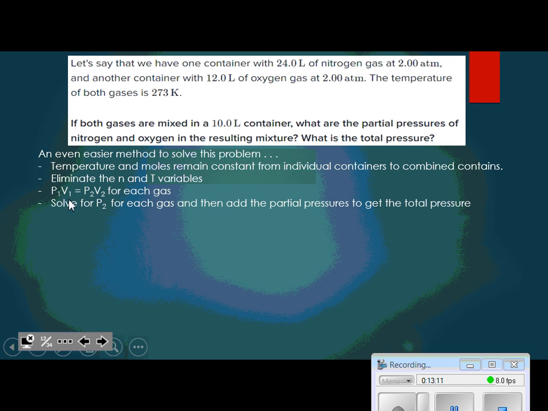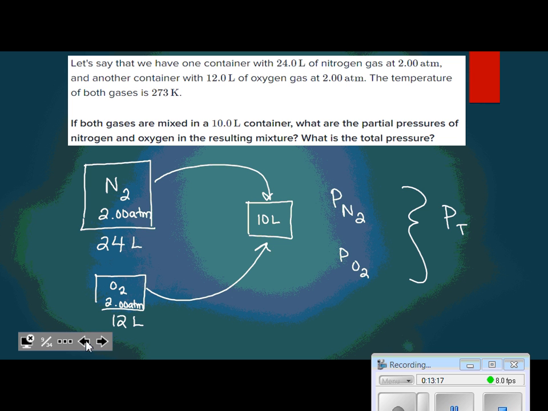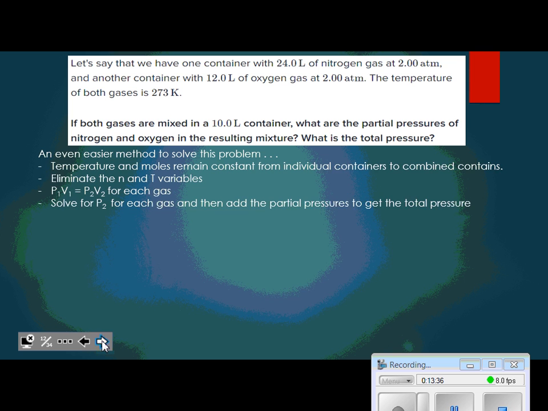And then I could solve for the new pressure of each individual gas. So basically, if I go from P1V1 to P2V2, P2 would be the pressure of the nitrogen gas. And I could do it again and find P2 for the oxygen gas, and then add everything together. So that's what I've done for you here.